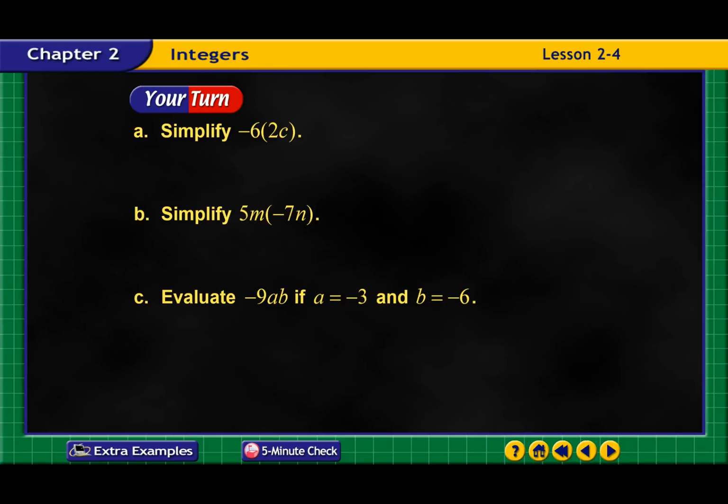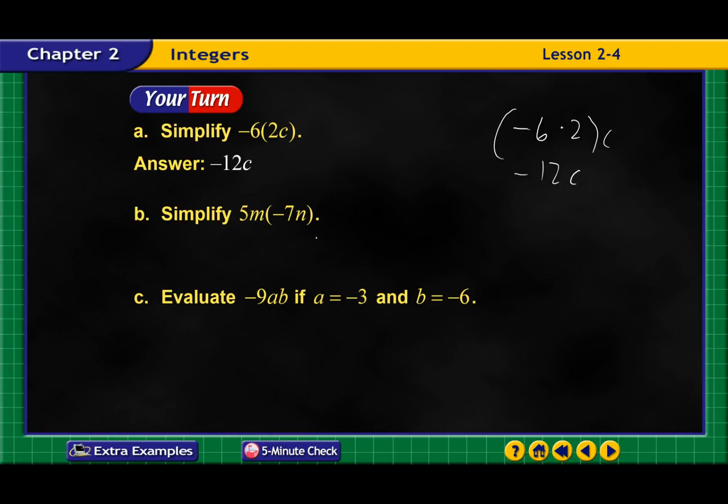All right, so they like to use the associative property here. So they're going to want us to go -6 times 2 and leave the c out here. Negative times a positive will be a negative number. 6 times 2 is 12, and then we'll keep the c.